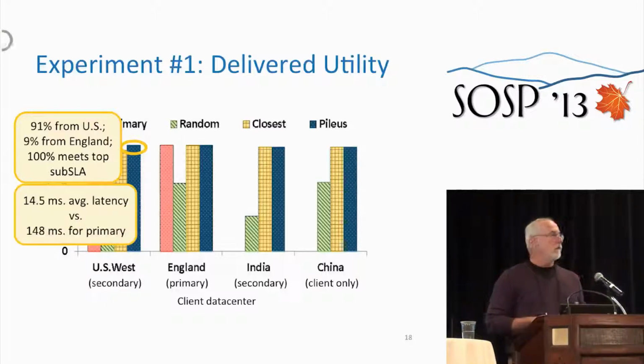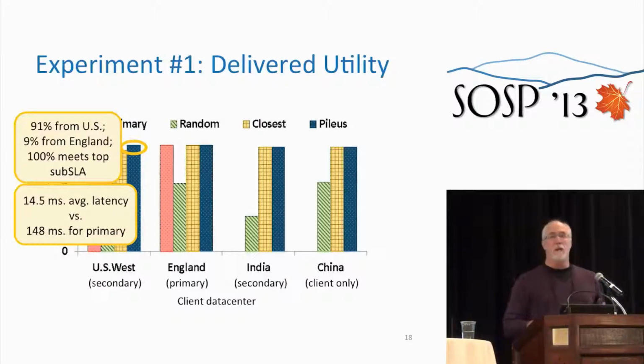So if you looked at the average performance of these get operations, because Pileus is smart enough to know when it can send data locally, we get an average round-trip time of 14.5 milliseconds compared to the scheme of always sending to the primary, which gets a round-trip time of 148 milliseconds. So we save an order of magnitude of performance without giving up any utility to the application.